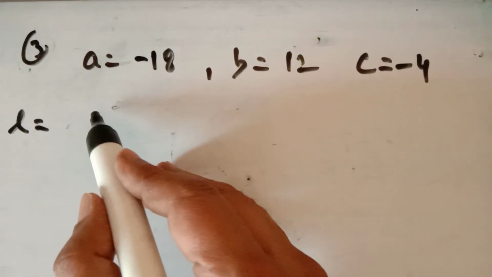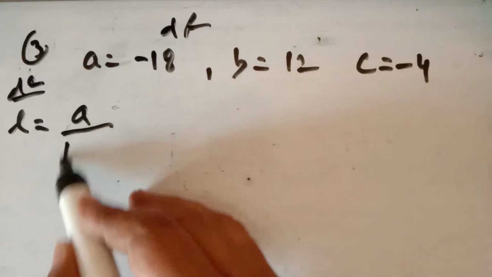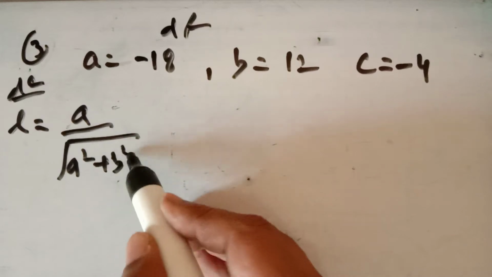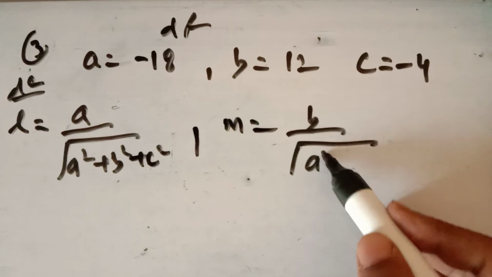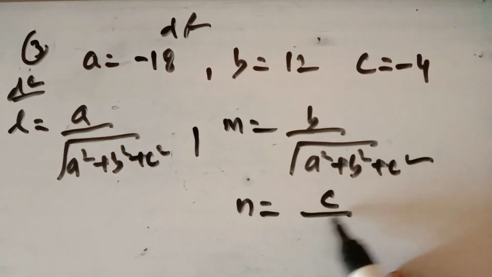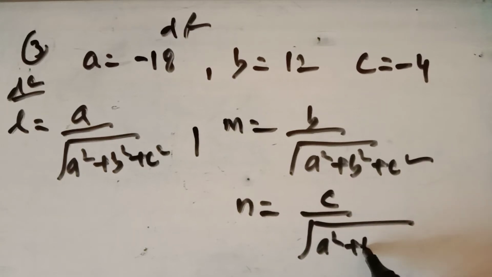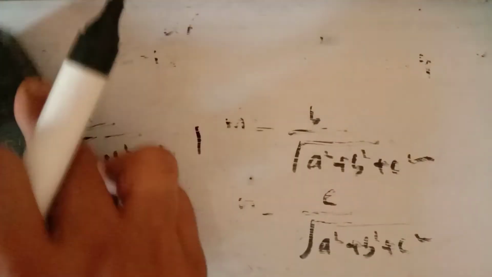We know that when the direction ratios are given, the direction cosines are l equals A upon under root A square plus B square plus C square, m equals B upon under root A square plus B square plus C square, and n equals C upon under root A square plus B square plus C square. These are the formulae to find the direction cosines when the direction ratios A, B, C are given. So you can easily find l, m and n. You can do the calculation yourself.